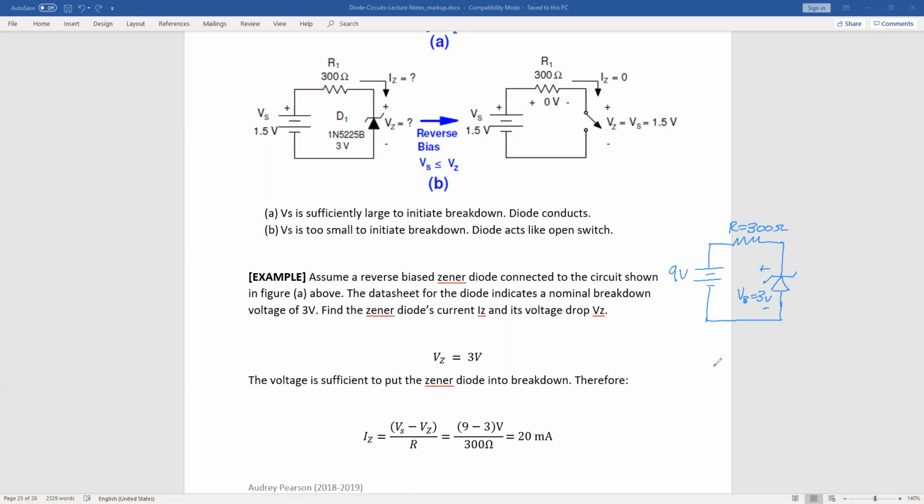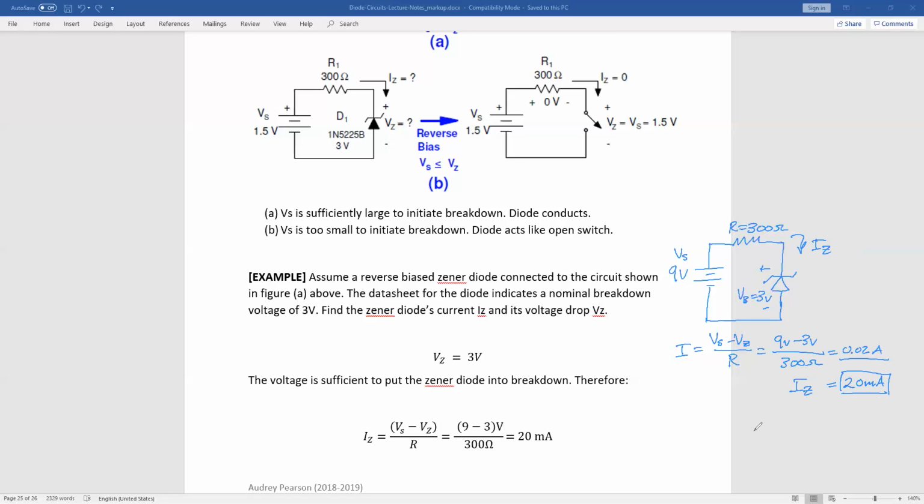And looking at our current formula, we know that I is going to be equal to VS minus VZ, divided by the value of the resistor. So we just have to plug in values. We get 9 volts minus 3 volts, because 9 volts is our value of VS, 3 volts is our value of the Zener breakdown voltage, and we divide by 300 ohms. So this is going to be 6 volts divided by 300 ohms, and that's going to give you 0.02 amps. And then if we want to translate that to milliamps, we just take this decimal point, move it 3 places over to the right, and that would give us 20 milliamps. And that is our value for IZ, the current that's flowing through that Zener diode.